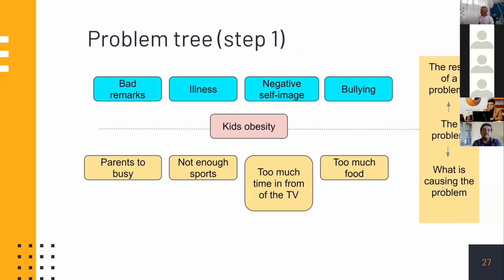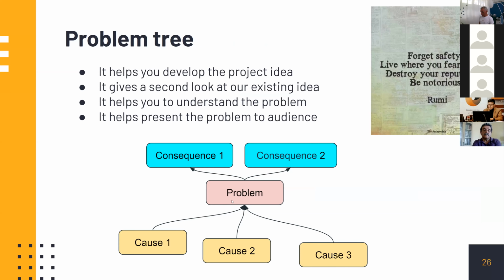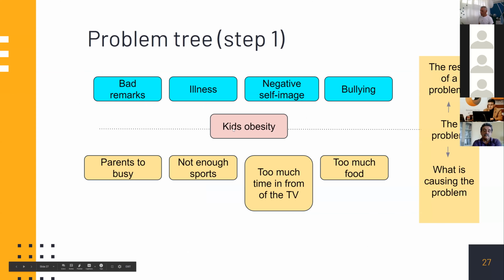For example, as I said, for the problem we need to have causes and consequences. So below, what are the causes for kids' obesity? Parents are too busy. Because parents are too busy, they allow kids to do everything and they eat whatever they want and don't do enough sports. They watch too much TV or they have too much food. So all of those are causes for kids' obesity.